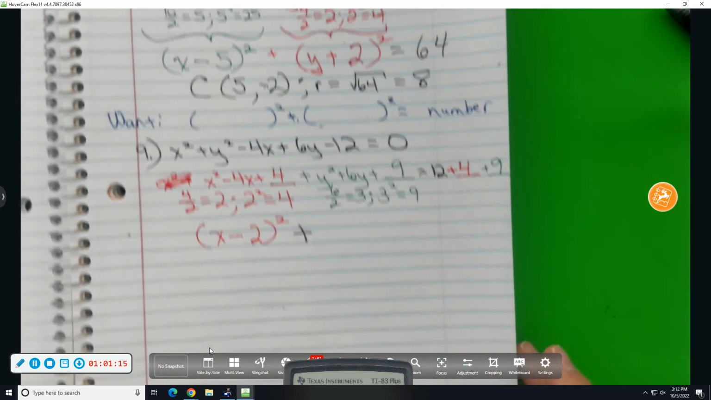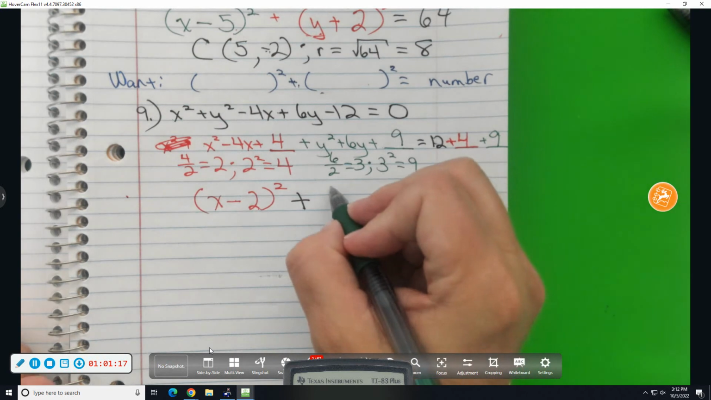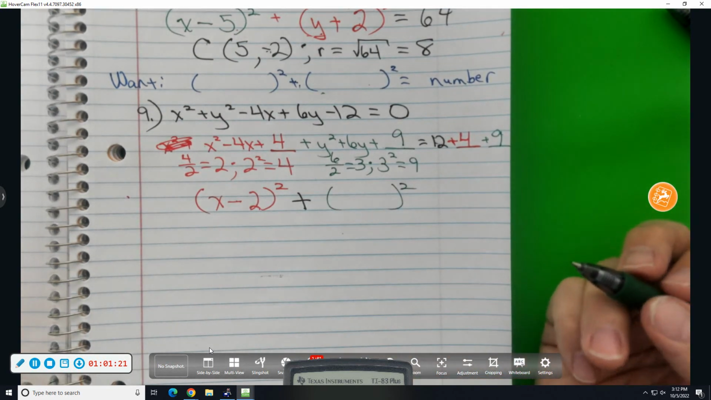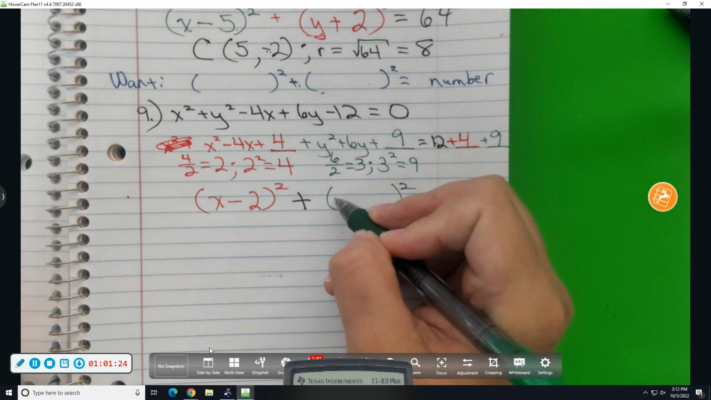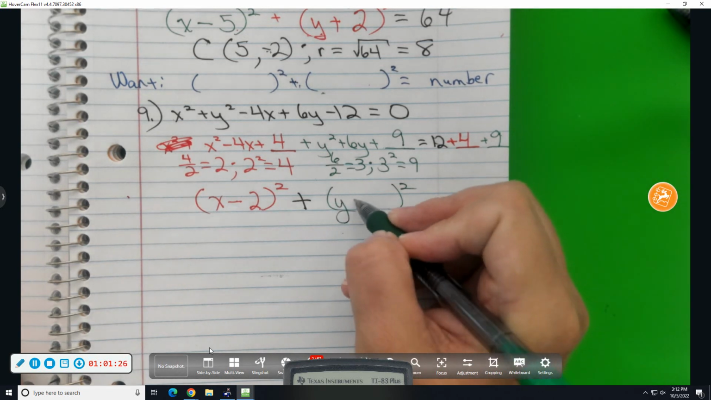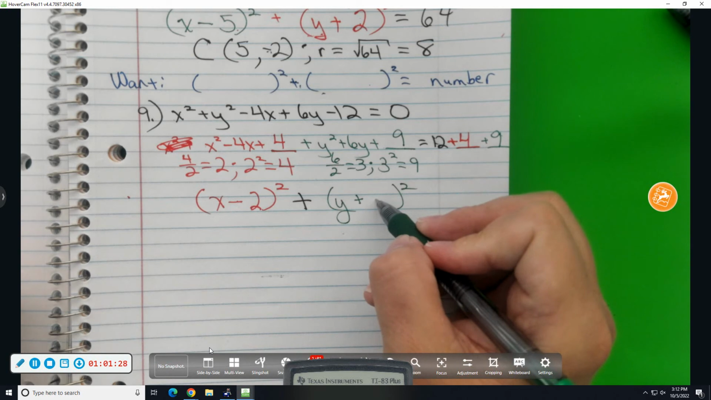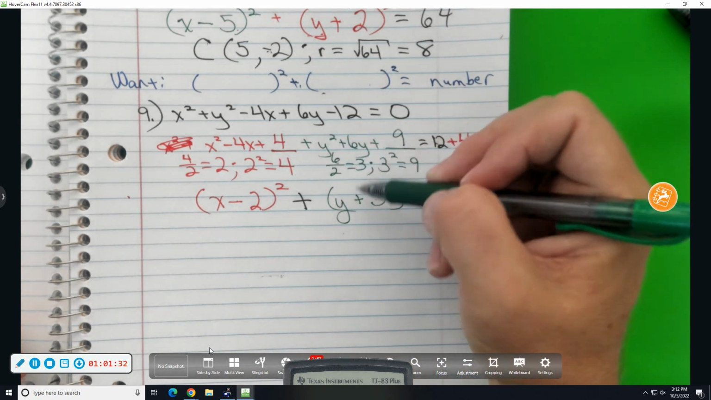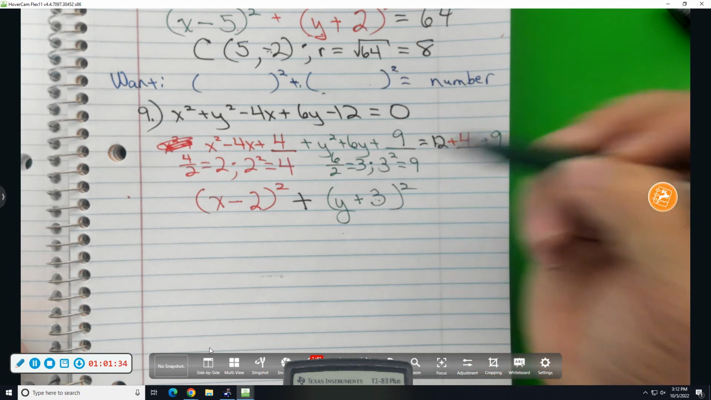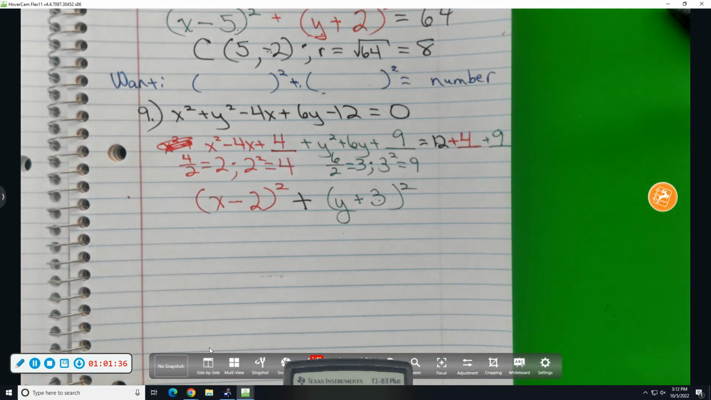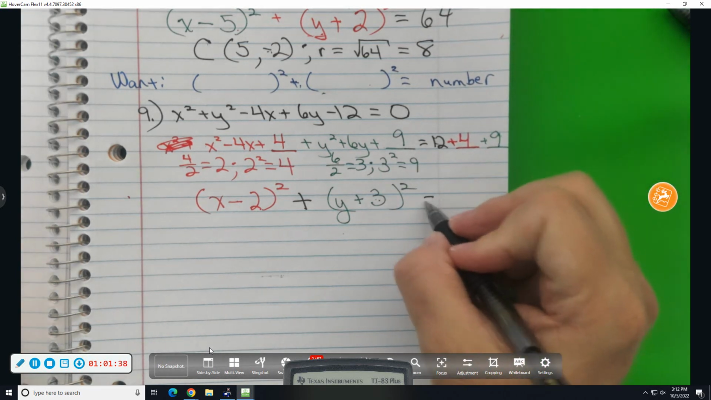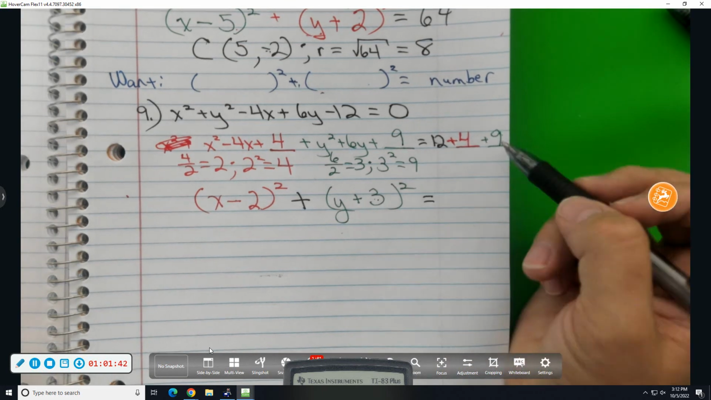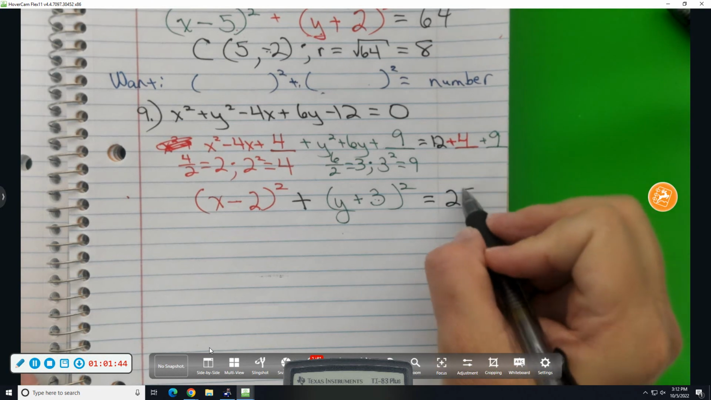let me move this up. What are we going to have inside those parentheses? Variable, sign, number, I agree. Variable, sign, half of that number. Oh, this is working out nicely. What have we got on the right? 25. 12 plus 13. I agree with 25.